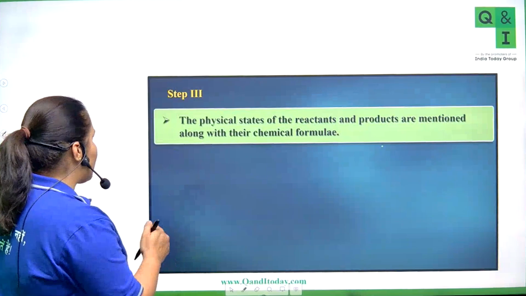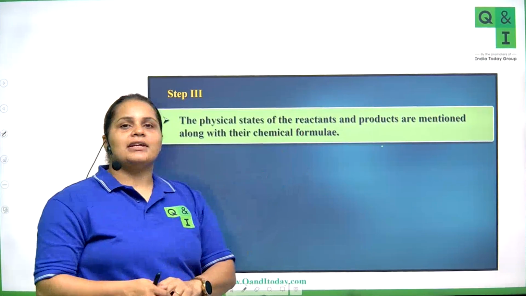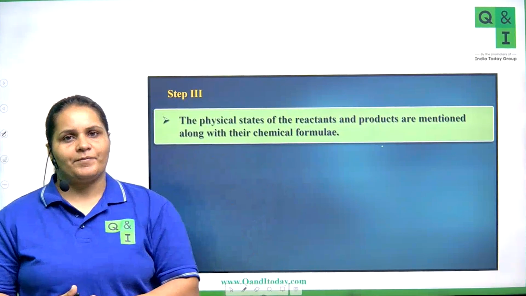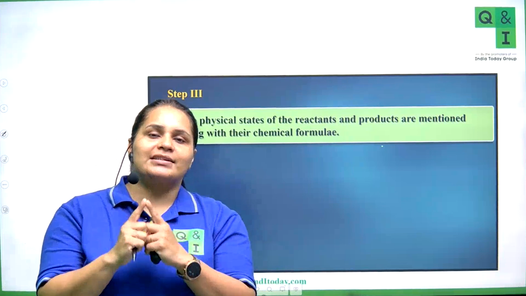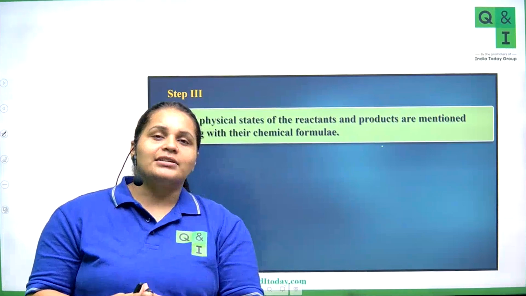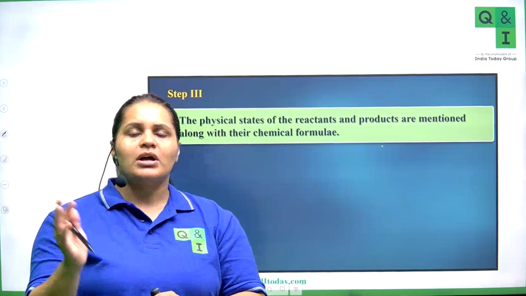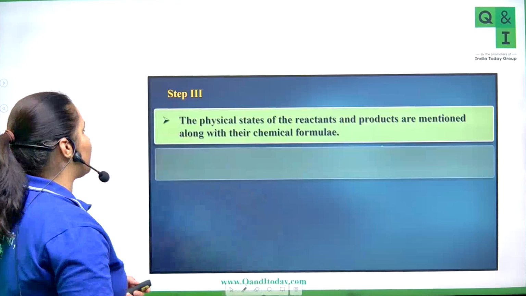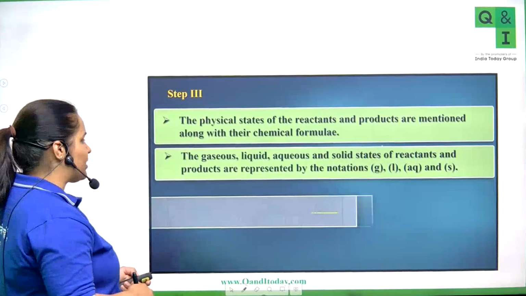Okay, so here we come to step 3. The physical states of the reactants and products are mentioned along with their chemical formulae. In a balanced equation, their physical state should be mentioned. This is a quite common silly mistake which students make. They simply balance, they don't write the physical state, but that's part of a balanced chemical equation.